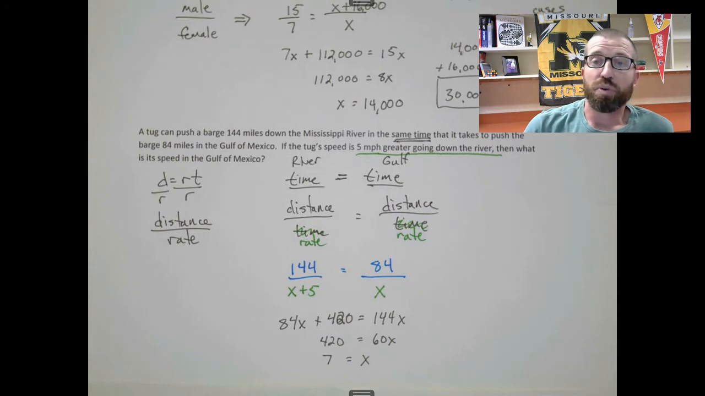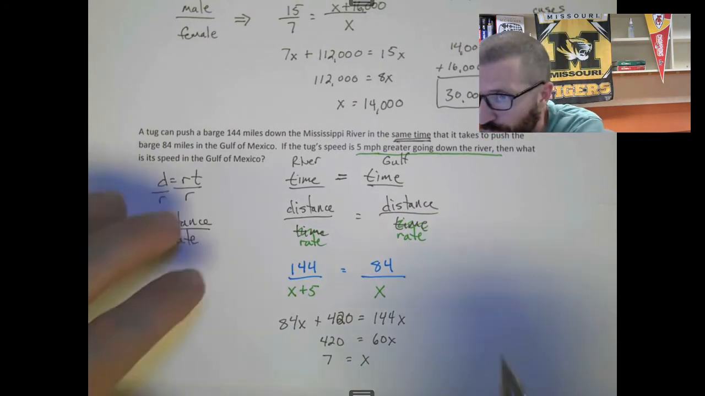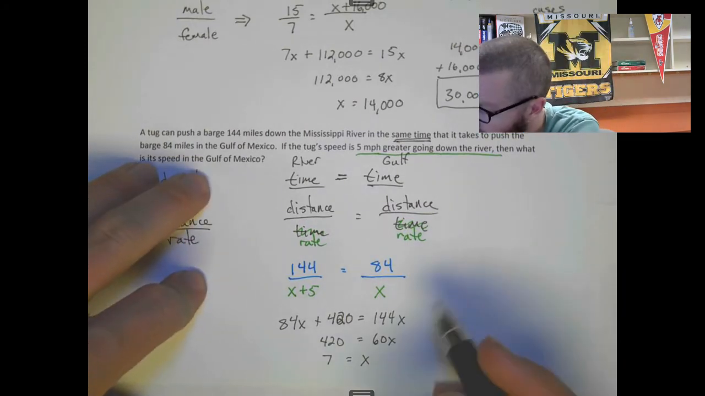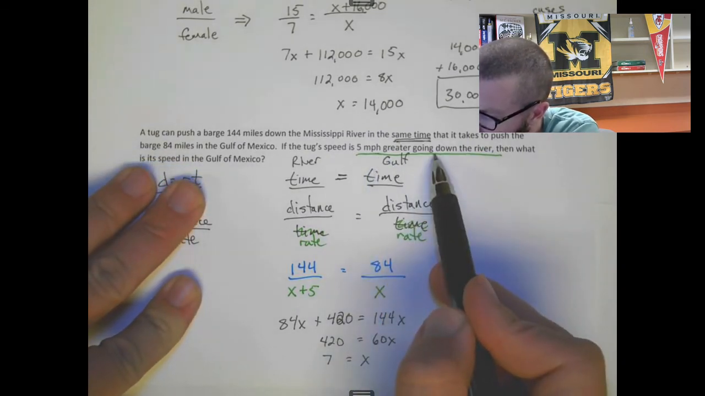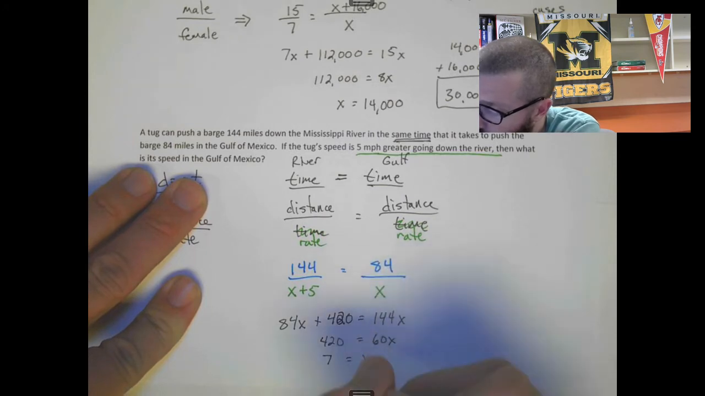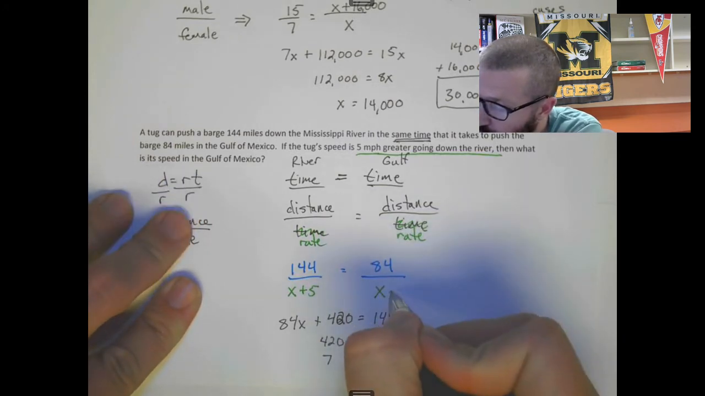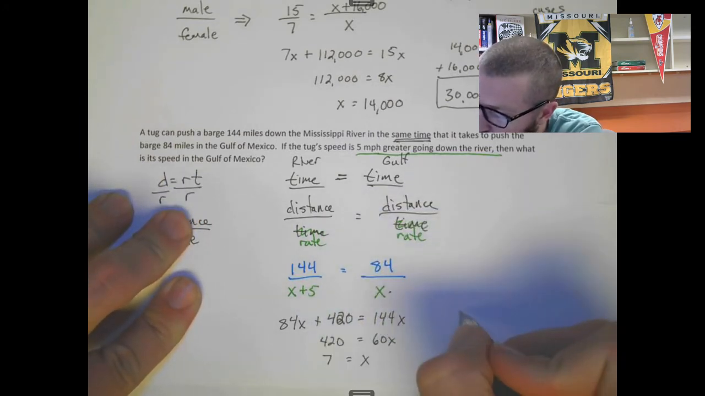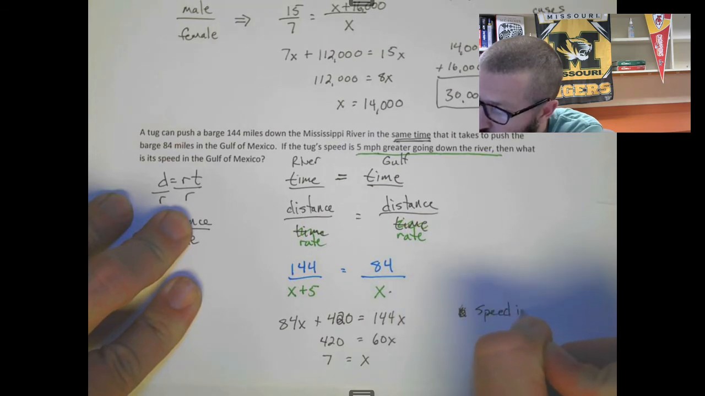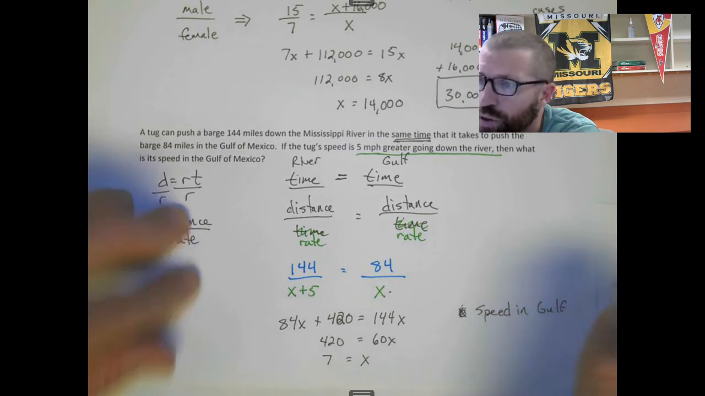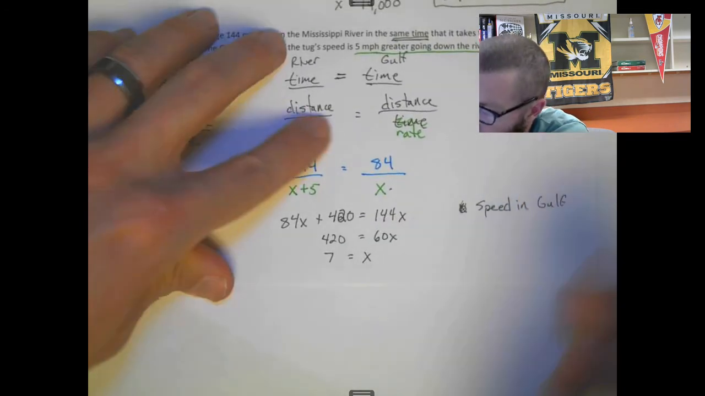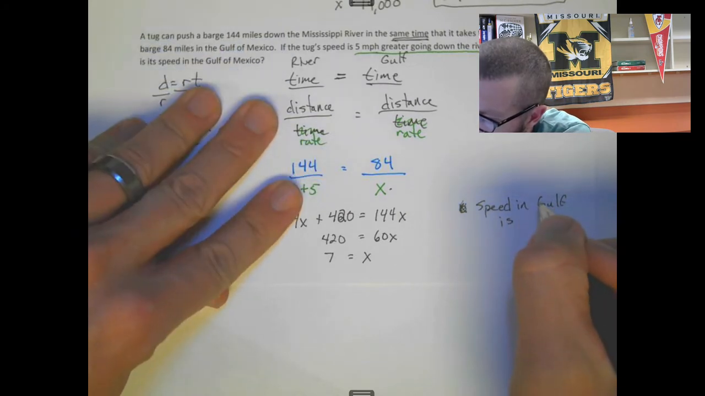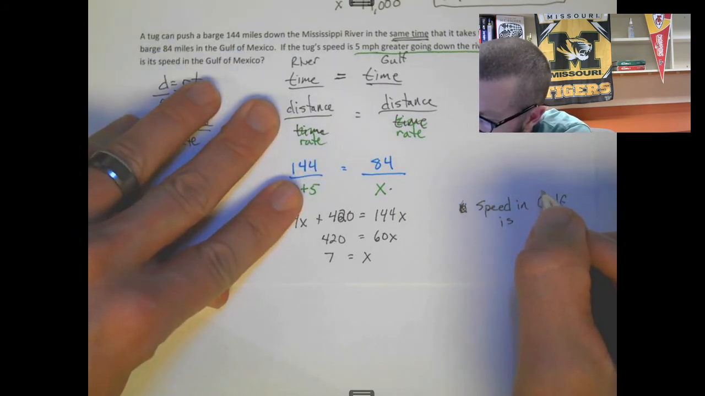And so once again, make sure you answer the question. Well, we picked x as the speed in the Gulf, and the question asked how much greater going down the river than its speed in the Gulf. So we picked x as 7, and that's the speed in the Gulf we said here. And so it is 7. So speed in the Gulf is 7 miles an hour.